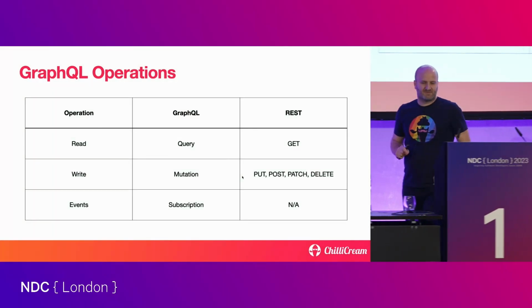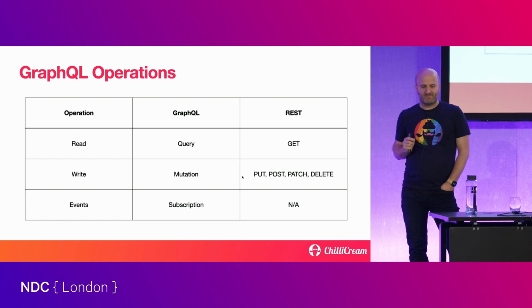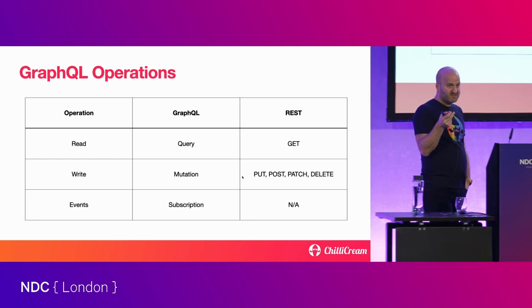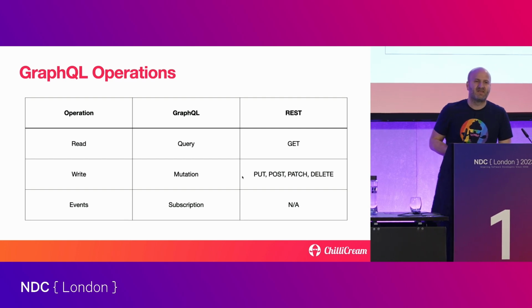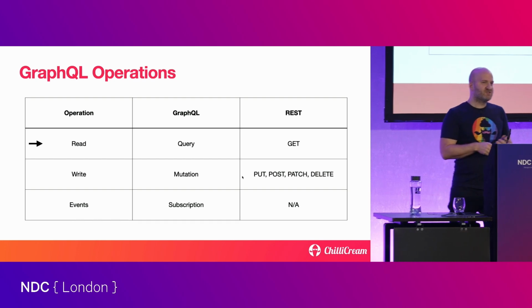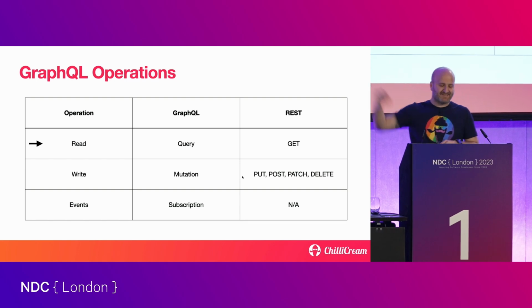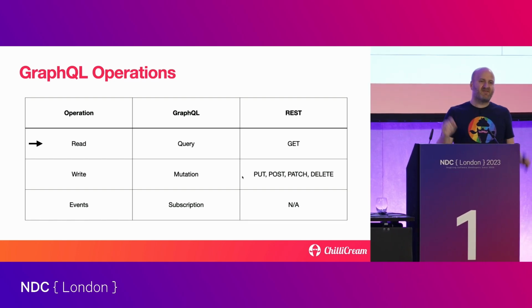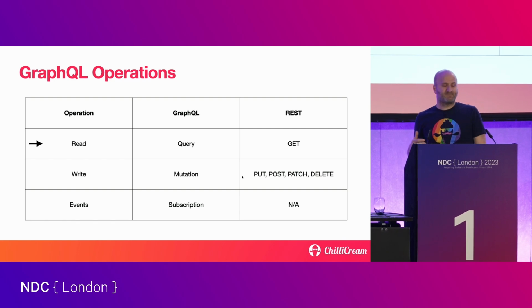Before we look at some code, there are 3 GraphQL operations that we know of. There's read operations. This is our GraphQL queries. It's the get in REST. Then we have write operations. These are our mutations in GraphQL, and the put, post, patch, delete in REST. Lastly, we have in GraphQL events, and we call them subscriptions.